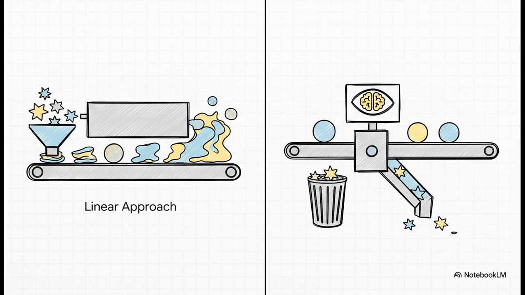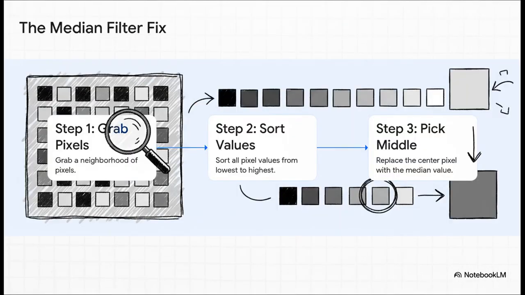So if a simple average just makes things worse, what do we do? We have to stop thinking in such a straight line. We need a smarter, non-linear method that can actually identify those extreme speckles and just toss them out. And that brings us to our hero, the median filter.